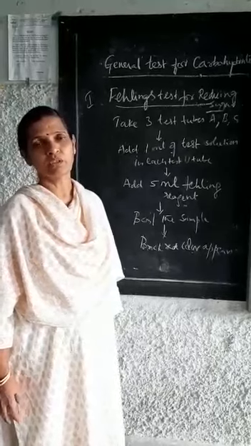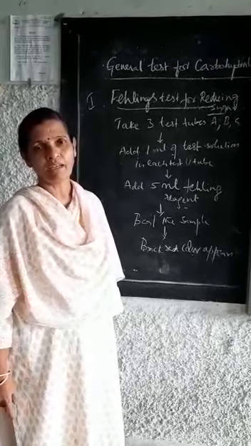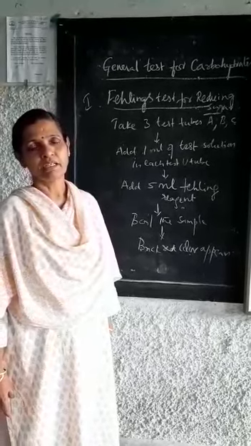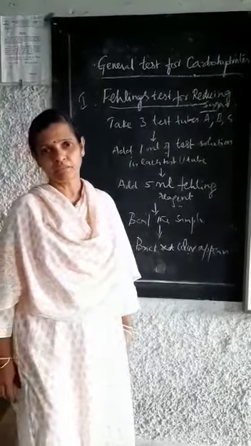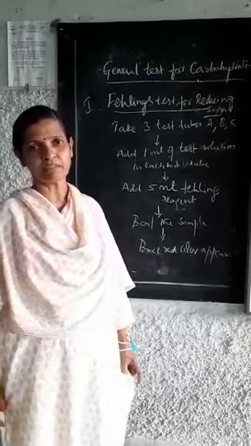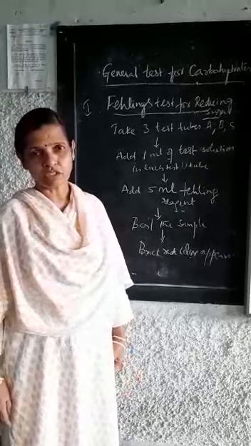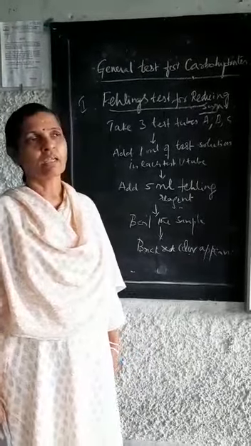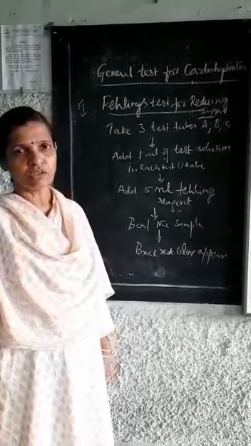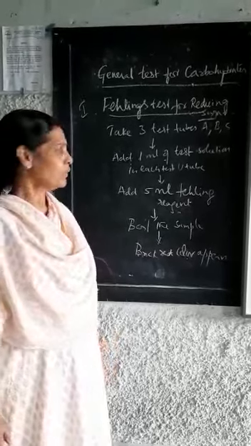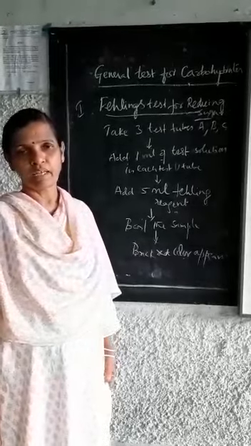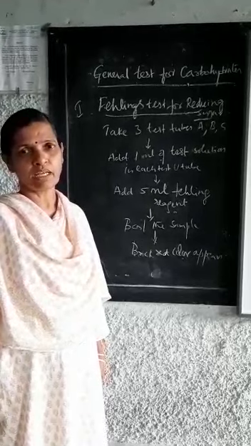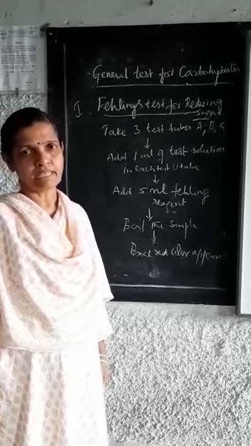And for this, we need to have two important tests. Number one is Fehling's test and another one is Benedict's test. For Fehling's test, as usual, we will take three different test tubes and three different samples will be given. And in each test tube, we will be adding 1 ml of the test solution. And after adding 1 ml of test solution in each test tube, then we will add 5 ml of Fehling's solution. Fehling's solution is a ready-made available commercial product and that will be added to the sample.